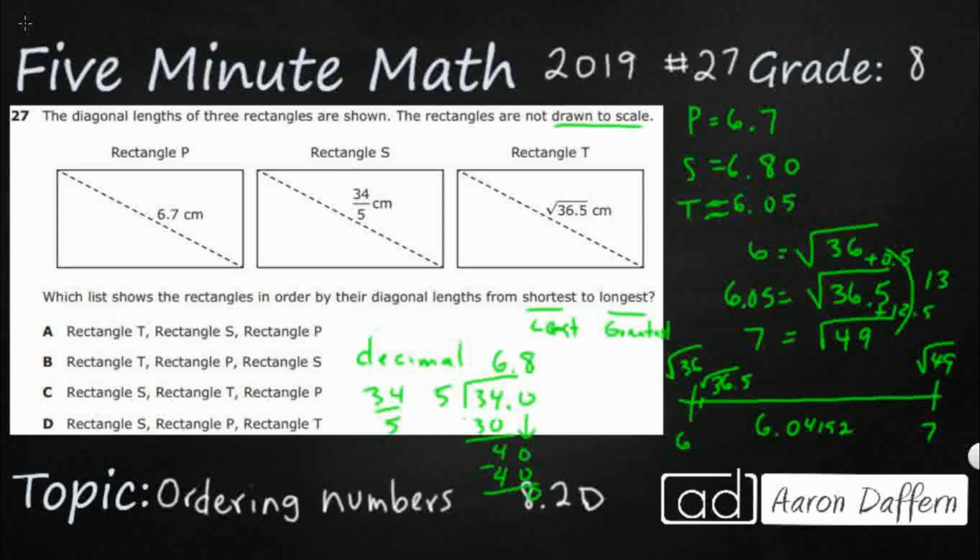Now, let's put these into our hundredths place just so we can easily compare. Our shortest is going to be rectangle T. Next is going to be P, 6.7. And then after that, we finally get our S, 6.8. So our only answer here is going to be B.